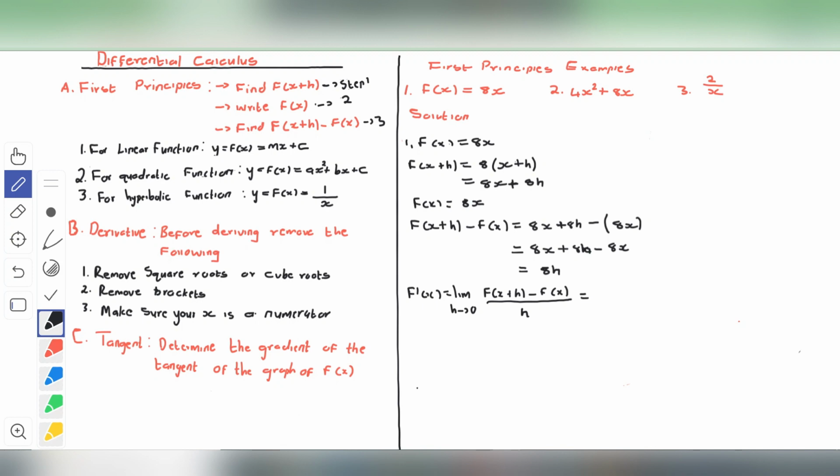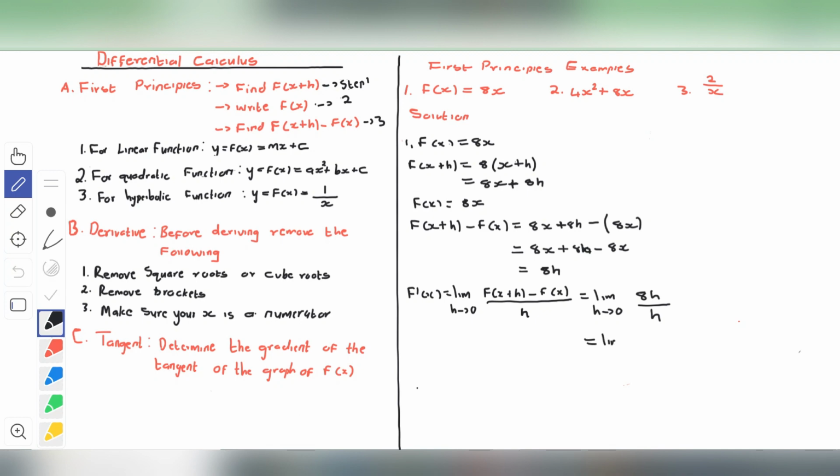This is the step that we are going to have, right? So now we are going to replace everything that we calculated or simplified. So what is f of x plus h minus f of x? We calculated it and we found that it was 8h. Therefore, we're going to write that 8h all over h, right?